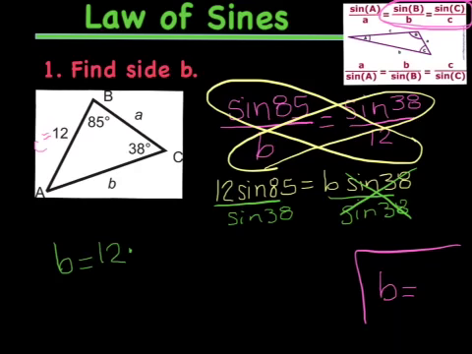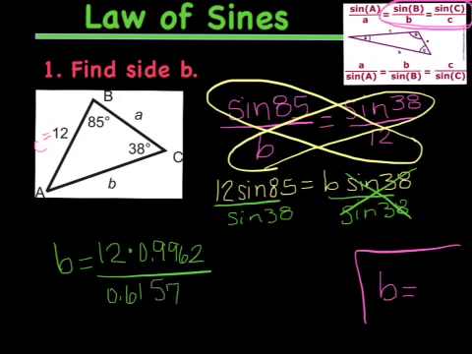Okay, sine of 85 is 0.9962. And sine of 38, you could also use that little table I gave you, that chart. Sine of 38 is 0.6157. Now we just need to divide these two.